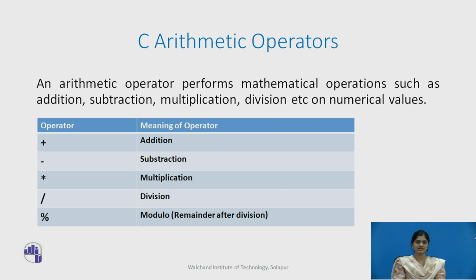First type is the C arithmetic operators. An arithmetic operator can perform mathematical operations such as addition, subtraction, multiplication, division, etc. on numerical values. All the arithmetic operators are binary operators. That means they will have two operands, that is values, associated with the operator. Examples can be plus, that is addition, minus, subtraction, multiplication, division, and the modulo operator that gives us the remainder as the output after division.